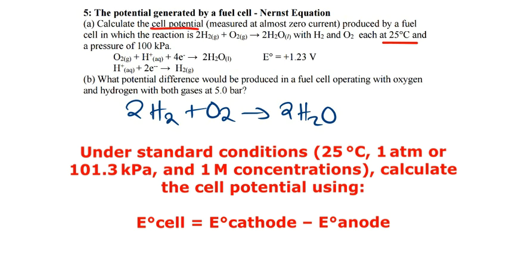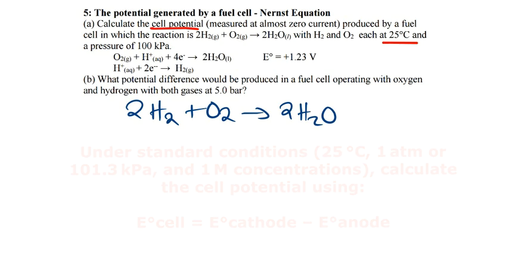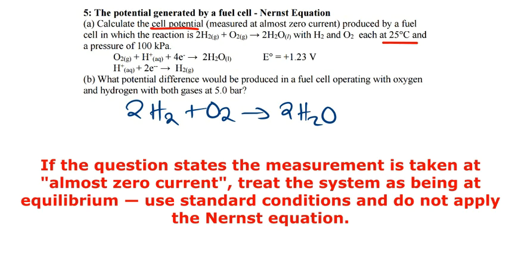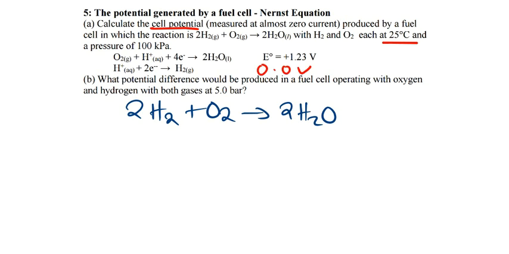So calculate the cell potential. Okay, so that's the standard cell potential because we're at 25 degrees Celsius. Now, if you try to observe what we've been given, this is 0.0 volts for any reaction involving hydrogen.